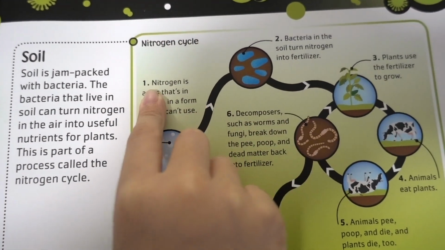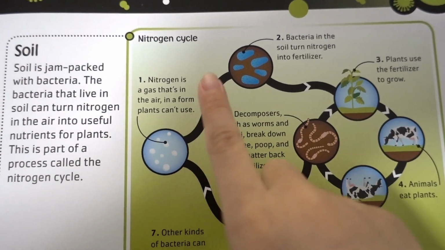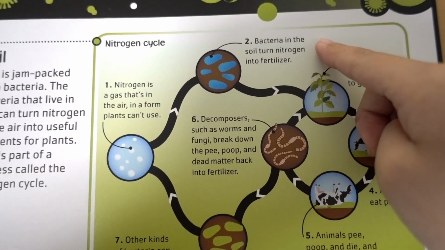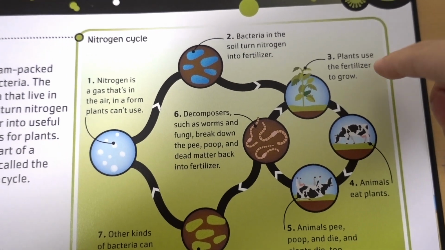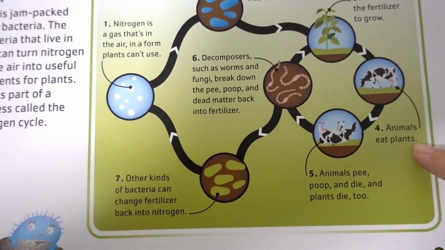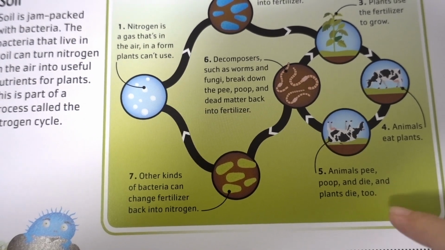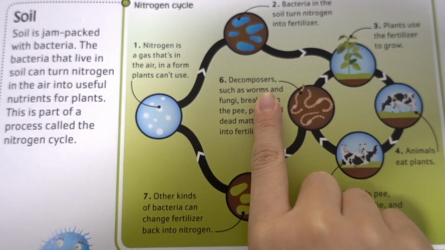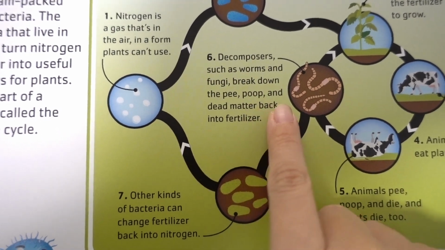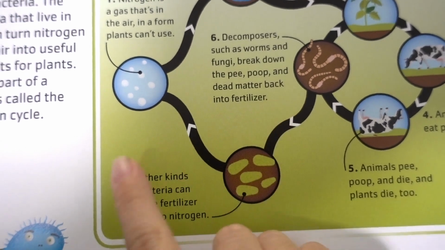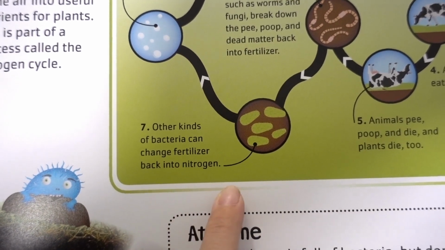Nitrogen cycle. 1. Nitrogen is a gas that's in the air in a form plants can't use. 2. Bacteria in the soil turn nitrogen into fertilizer. 3. Plants use the fertilizer to grow. 4. Animals eat plants. 5. Animals pee, poop, and die, and plants die too. 6. Decomposers, such as worms and fungi, break down the pee, poop, and dead matter back into fertilizer. 7. Other kinds of bacteria can change fertilizer back into nitrogen.